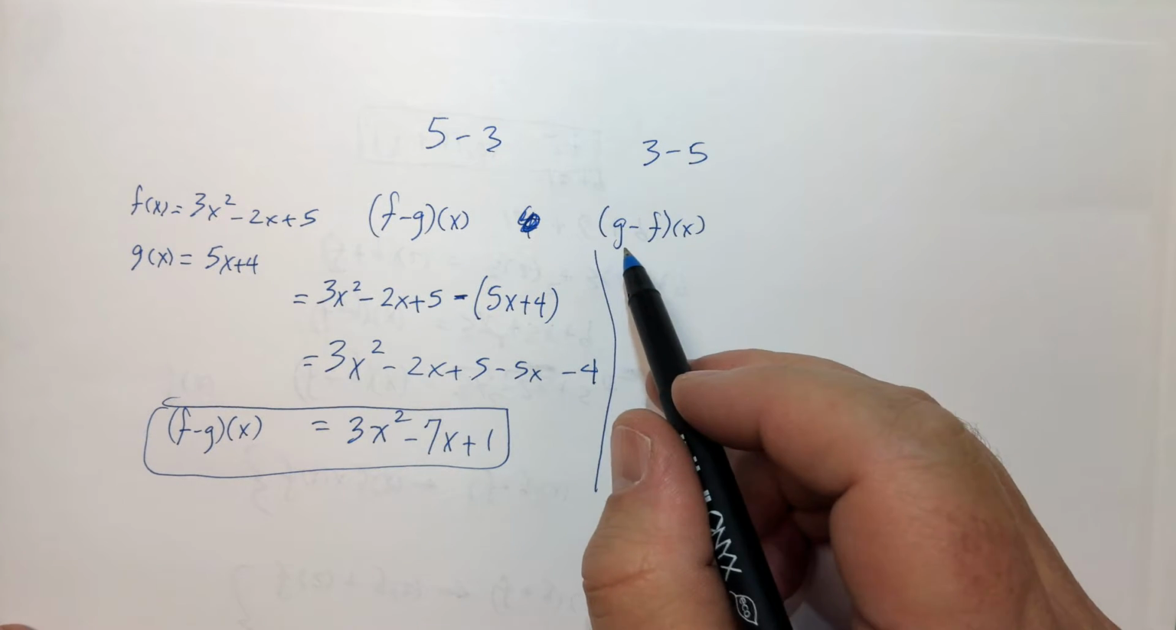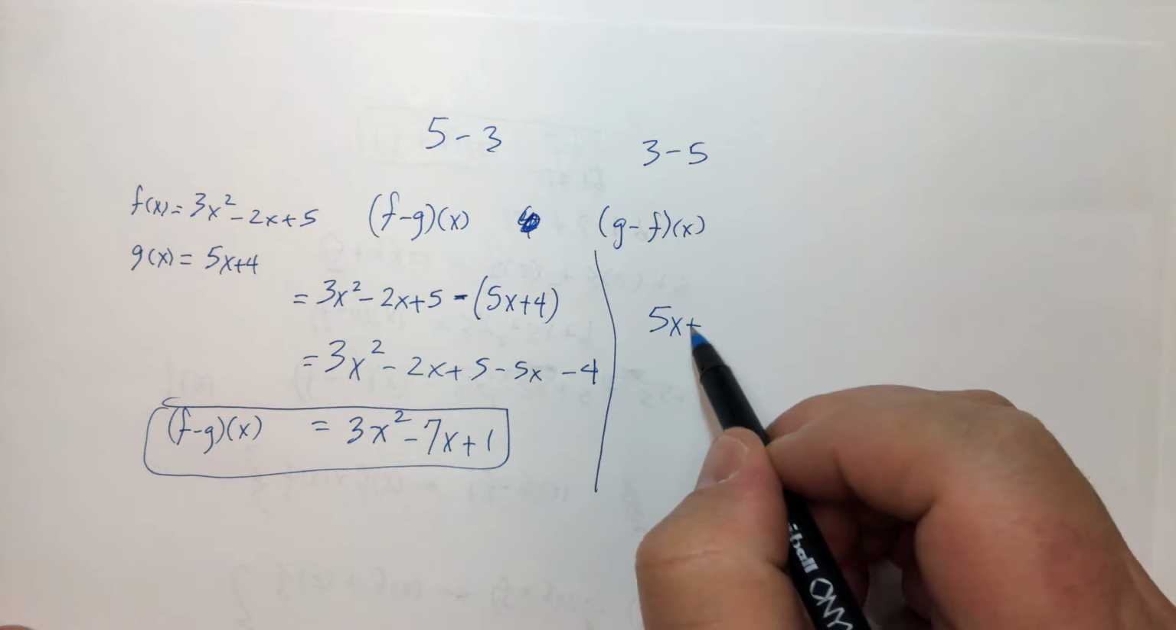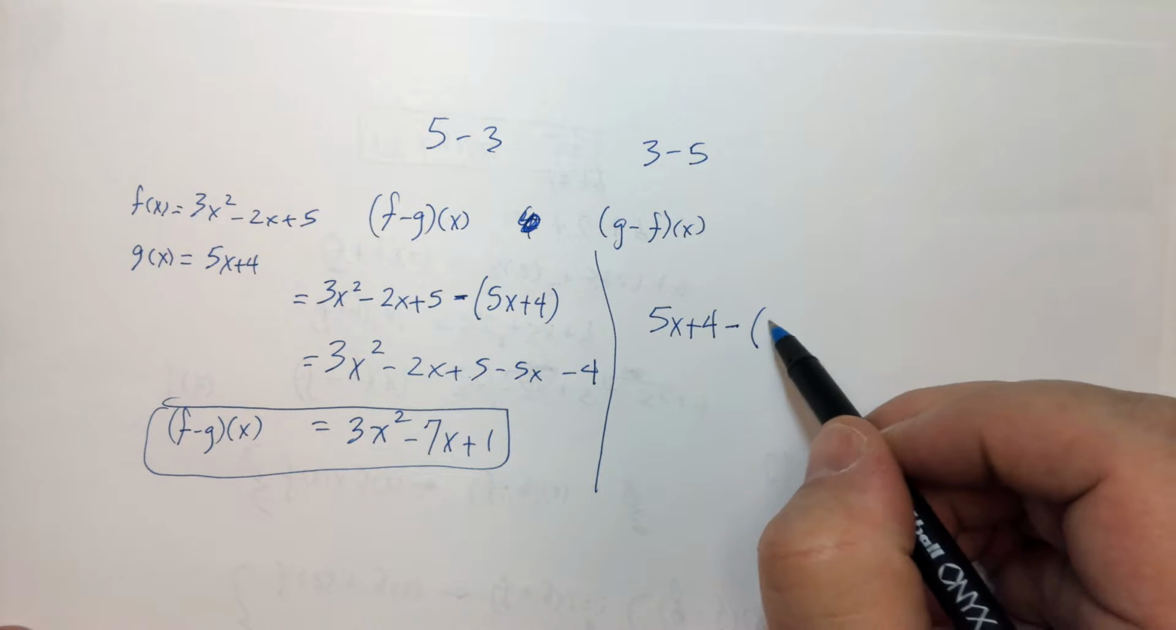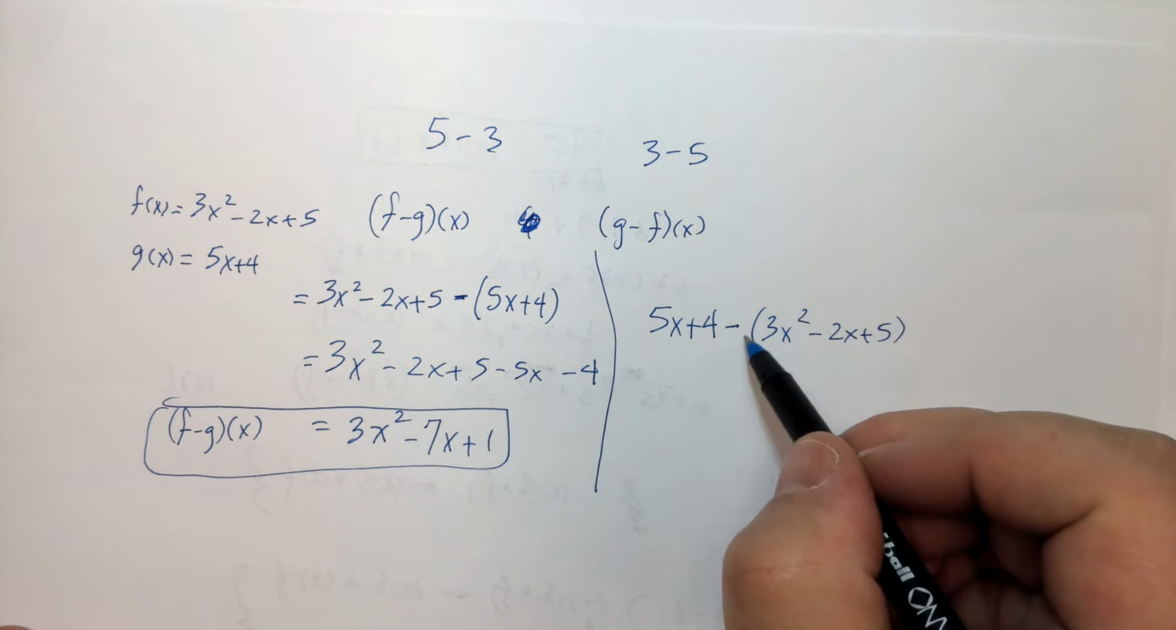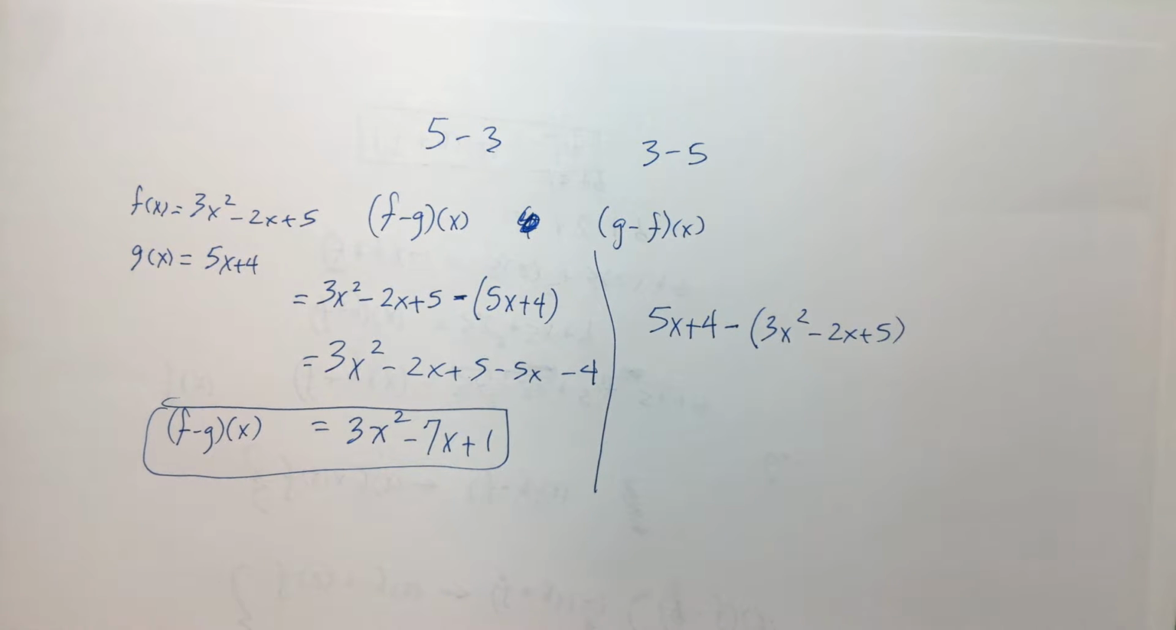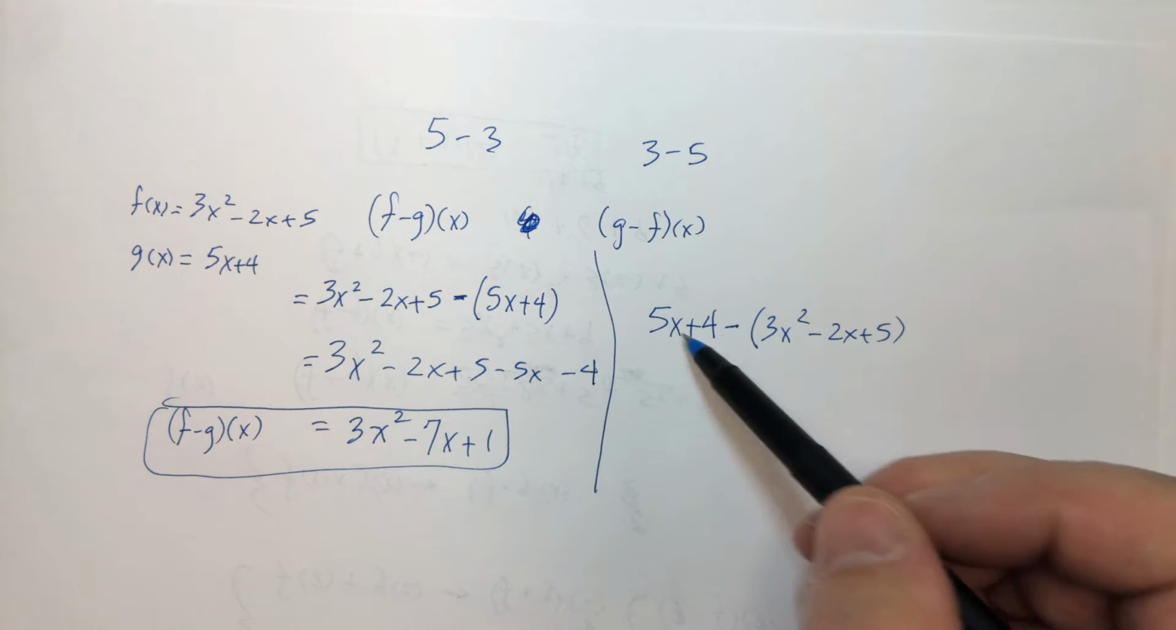Now the other way, this one means you're going to put g first. So it's 5x plus 4 minus, and then you need your parentheses, 3x squared minus 2x plus 5. So you're going to distribute the negative 1, and then you're going to combine like terms. Done. So this is what g minus f will look like.